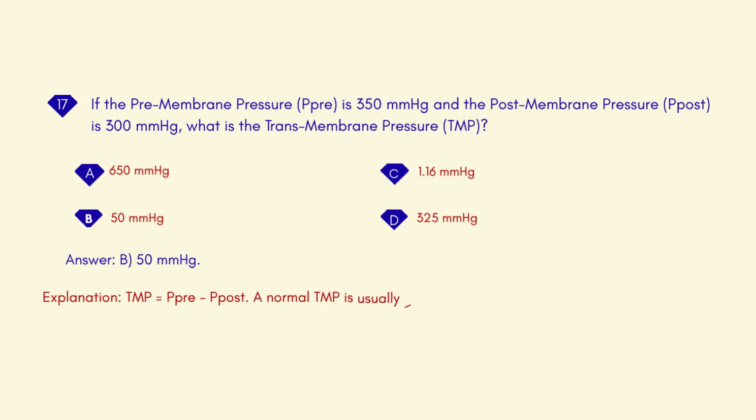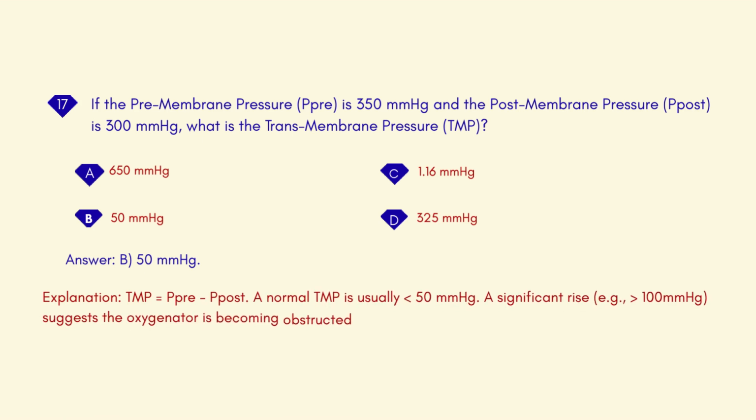Explanation: TMP equals pre minus post. A normal TMP is usually less than 50 mmHg. A significant rise, e.g., greater than 100 mmHg, suggests the oxygenator is becoming obstructed by clots.